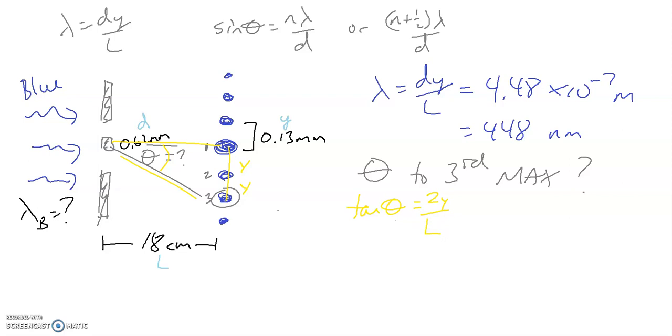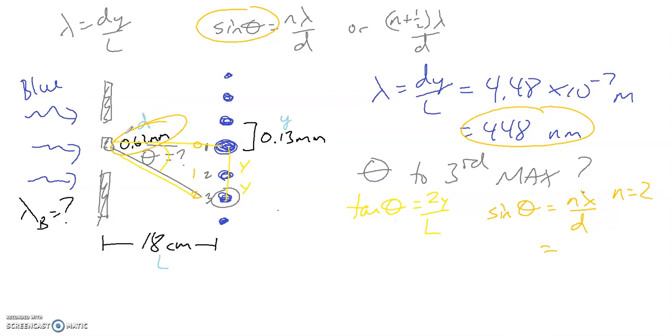Or we could also use the sine theta expression we have up here. Sine theta is equal to n lambda over d. Now you've got to be careful with the n value, because the n value is not 3. Remember, that's the fringe number, and the fringe number starts counting at 0. So that'd be 0, 1, 2. That's where you've got to be a little bit careful, because the n value is equal to 2. So you do 2 times the wavelength, which we found, divided by the d value, and you can calculate the angle.